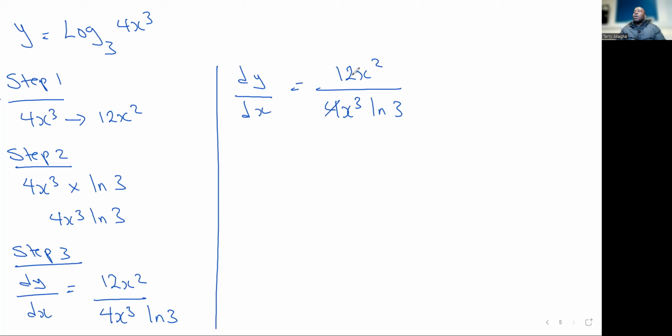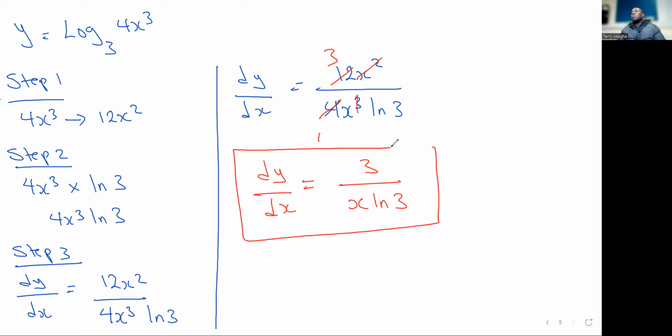Let me use another color for this. So 4 here, 1, 4 here, 3. 2 of this will cancel 1 of that. So you're going to be left with 3 over x ln 3. And that will be the dy over dx. All right, good. So I want you to try this once, okay?